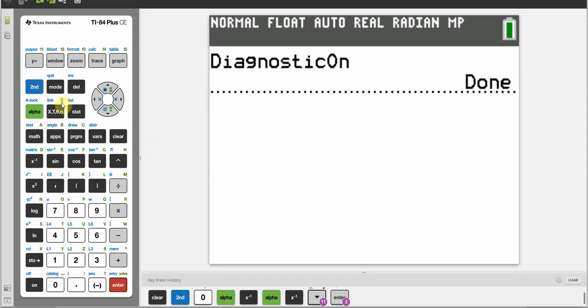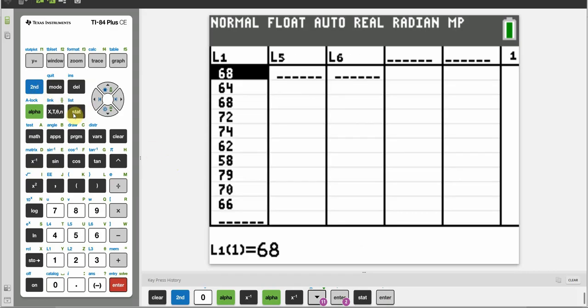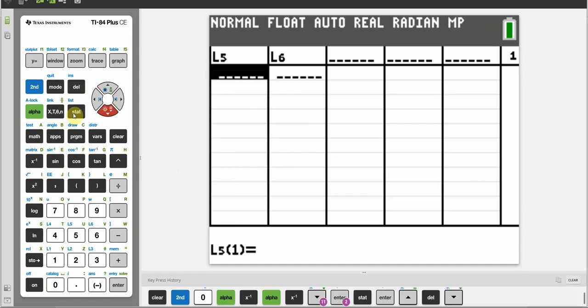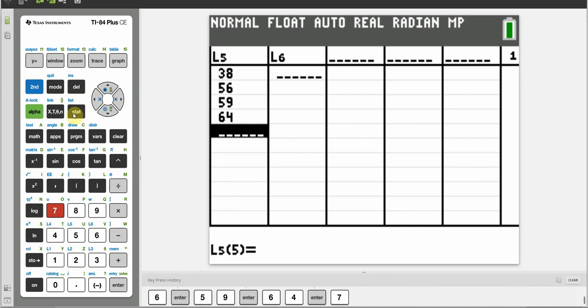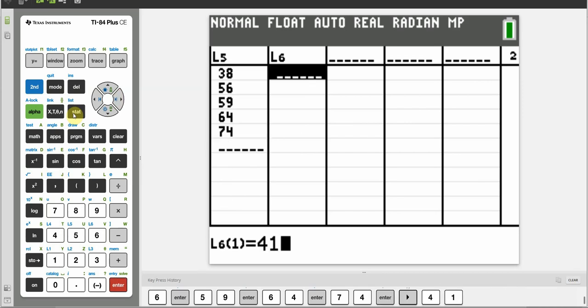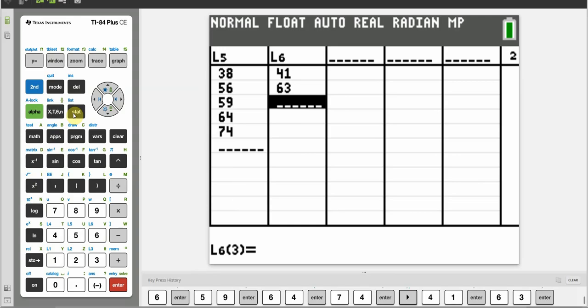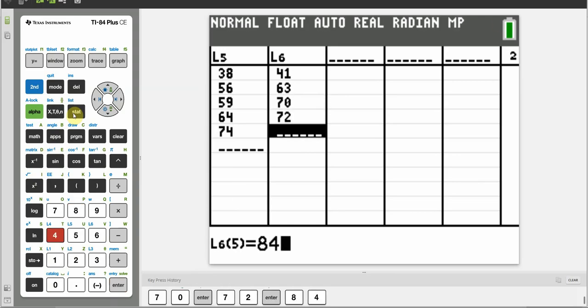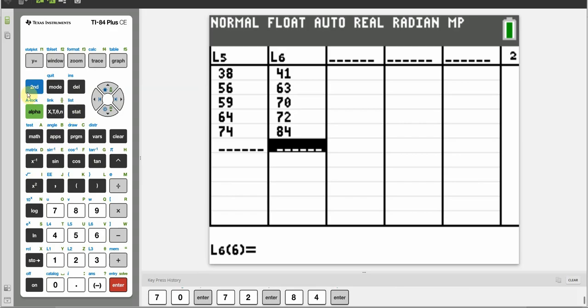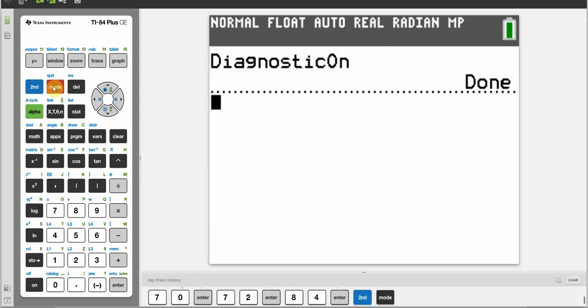And then you'd want to go to where your lists are. Let's see, I don't want that one. So I guess I've got L5 and L6 here, but that's fine. So 38, 56, 59, 64, and 74. And then for the humerus, 41, 63, 70, 72, and 84. Okay. And then second and quit to get out of there.